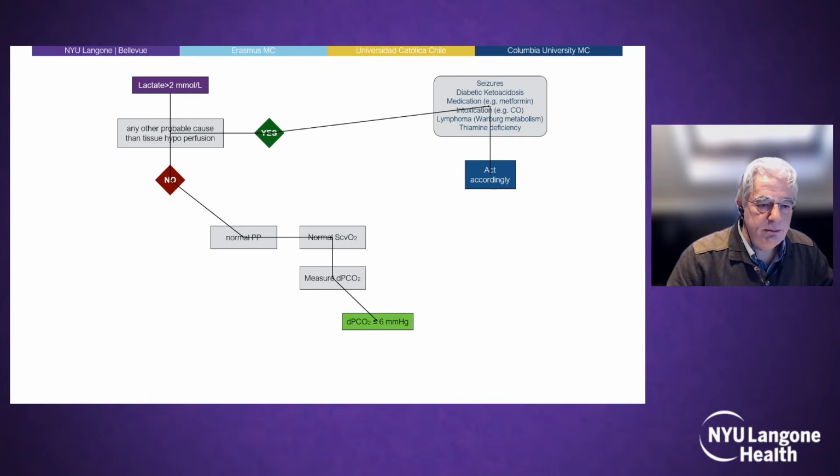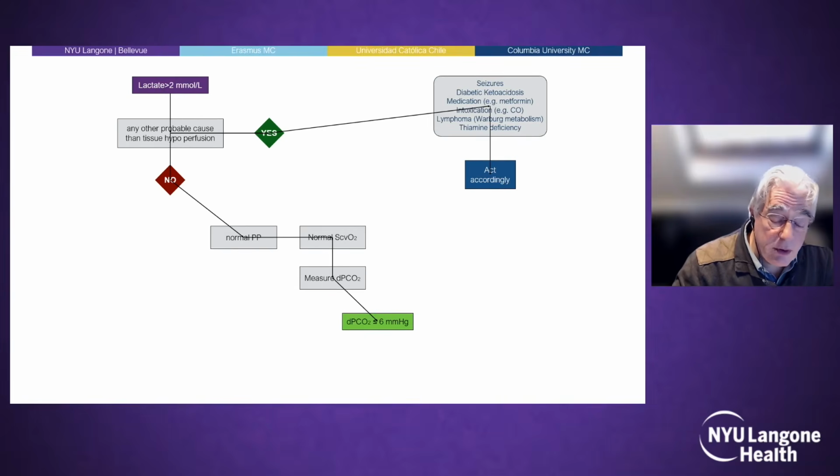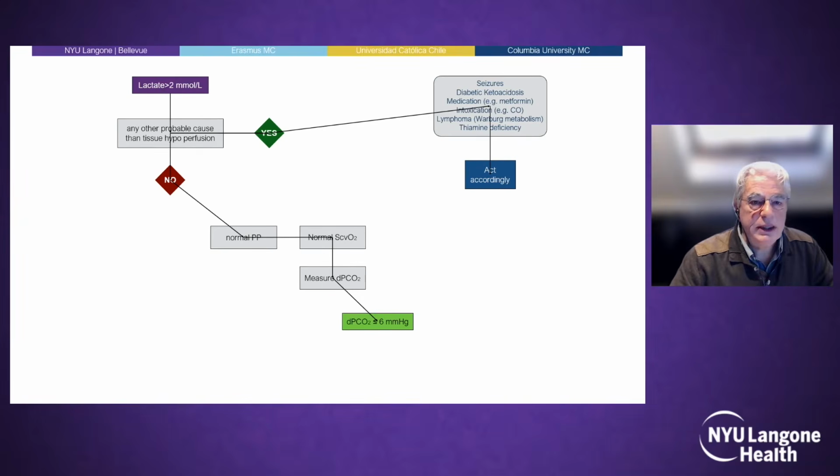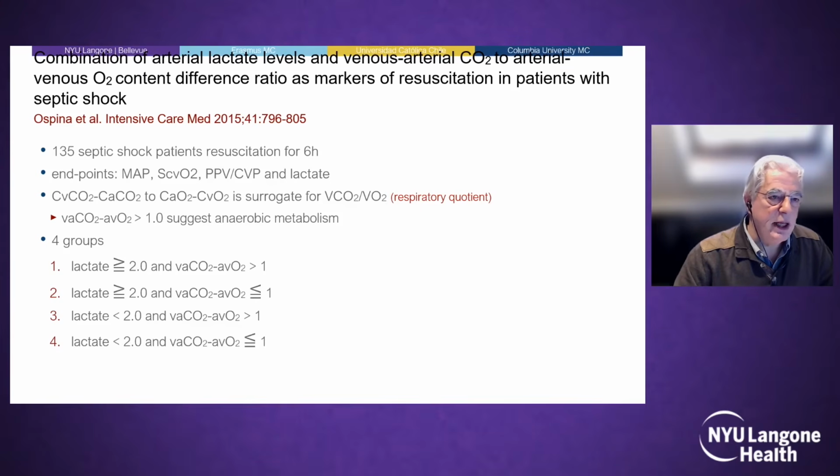Now, if you have normal delta PCO2, normal SCVO2, normal peripheral perfusion, and you have lactate, you have to consider whether something else is going on. And so is my lactate, although I thought at the beginning maybe not, but is there still a metabolic parameter that drives this lactate?